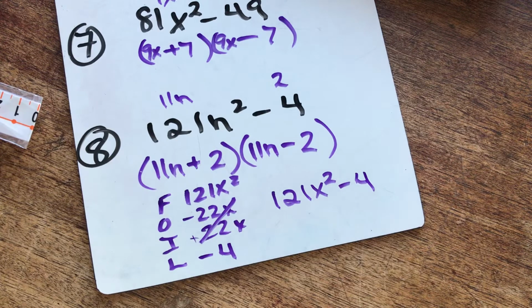Good job. We're going to go on to question 9, which we can see clearly on our notes is not a difference of perfect squares. It's not a binomial. What do we do? Well, that's coming up next.